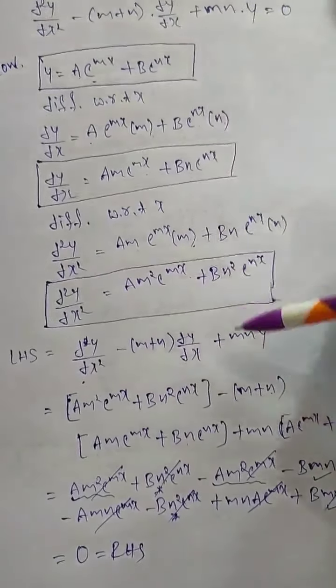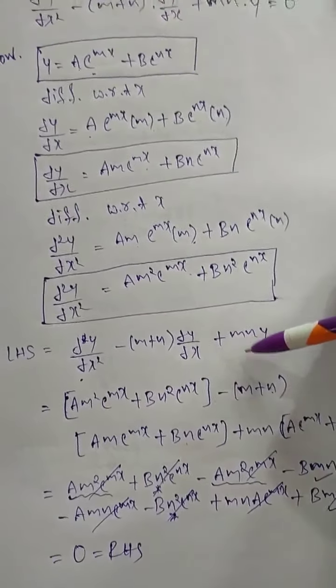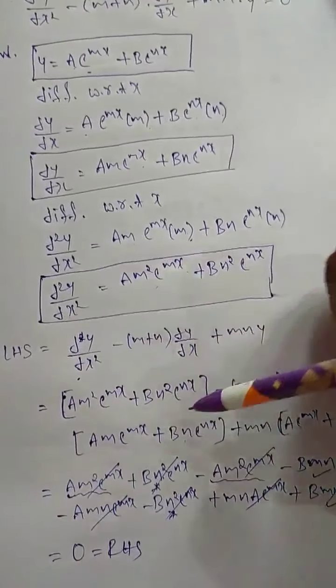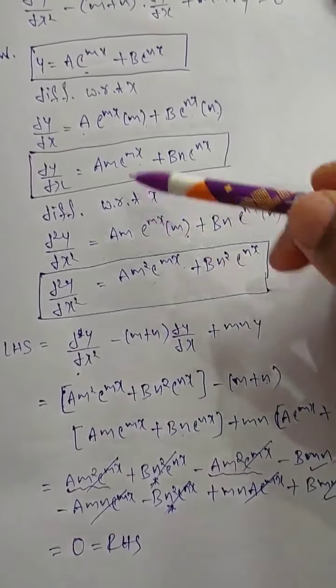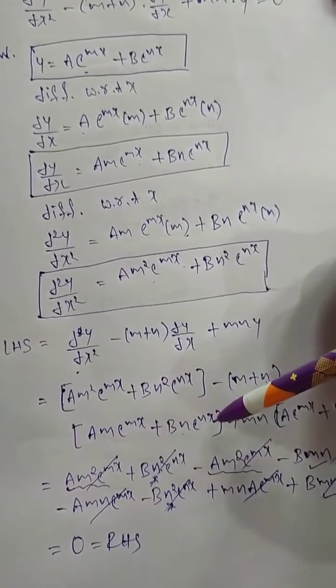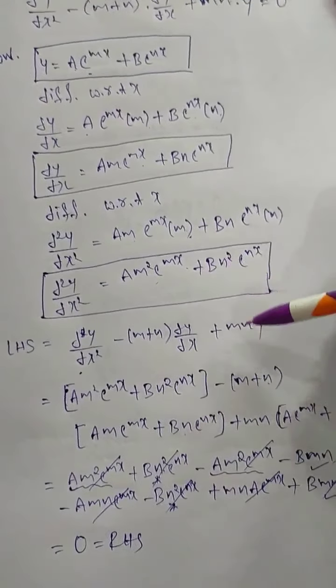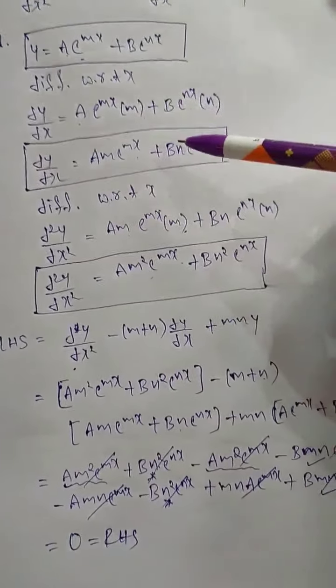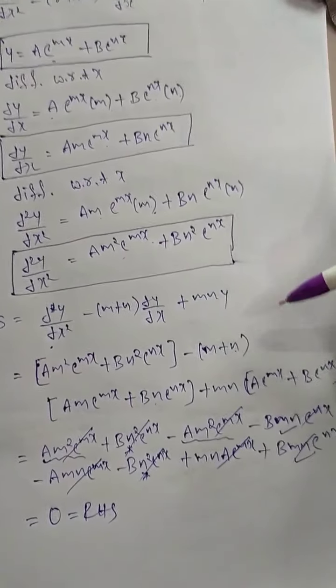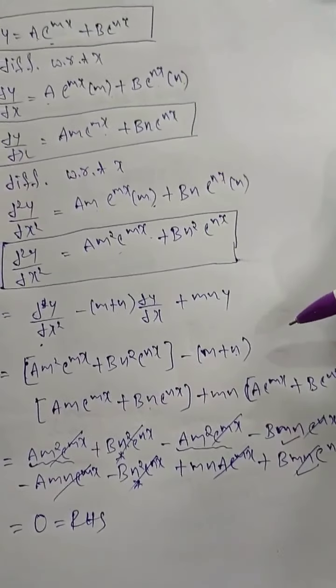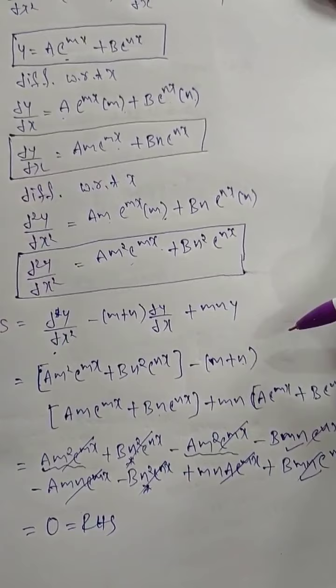So I am substituting in the left hand side. Here the left hand side is d square y by dx square, which is this one, minus m plus n into dy by dx, which is am e to the power of mx plus bn e to the power of nx, plus mn into y, which is am e to the power of mx plus bn e to the power of nx. Now I am simplifying the equation.